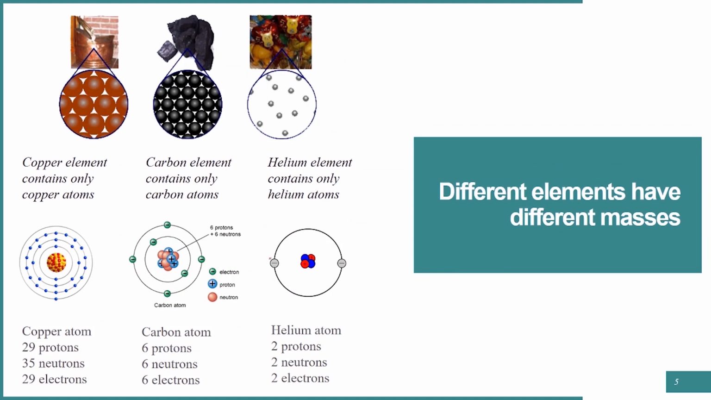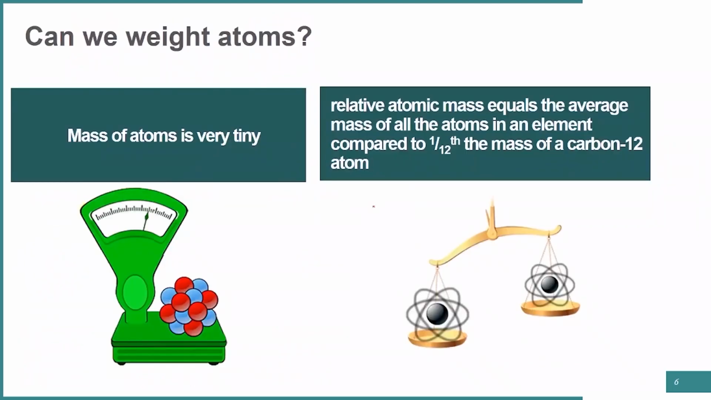For example, each copper atom consists of 29 protons, 35 neutrons, and 29 electrons. One single carbon atom contains 6 protons, 6 neutrons, and 6 electrons. And for helium, each atom consists of 2 protons, 2 neutrons, and 2 electrons. We simply can't weigh atoms to know their masses.